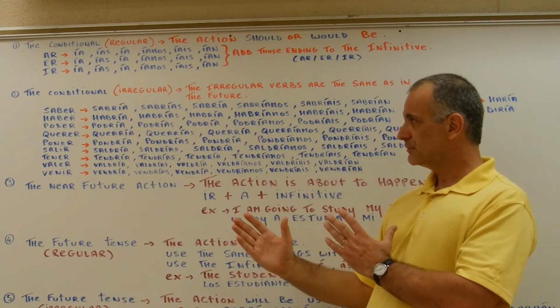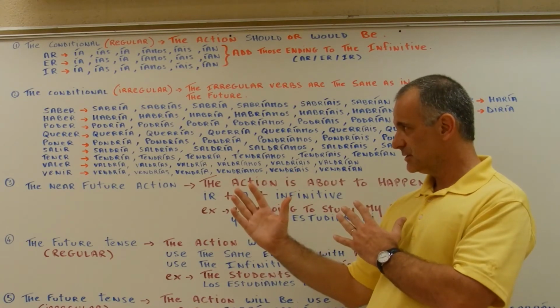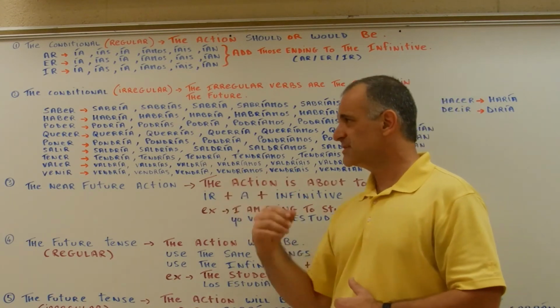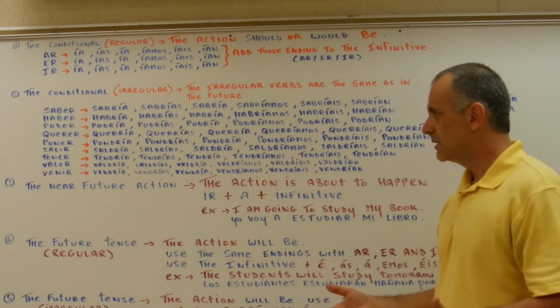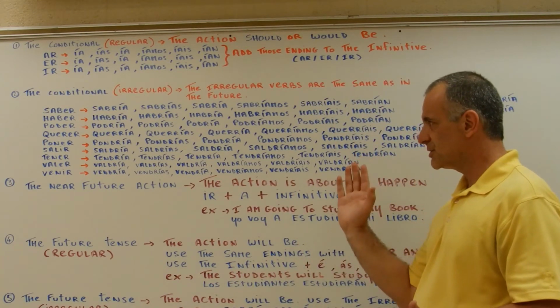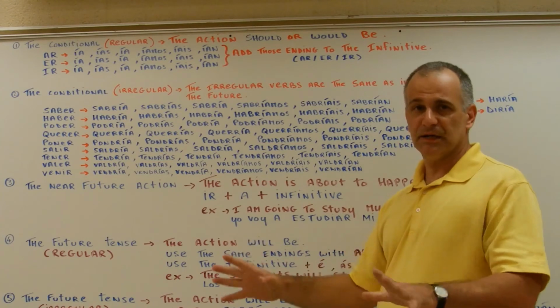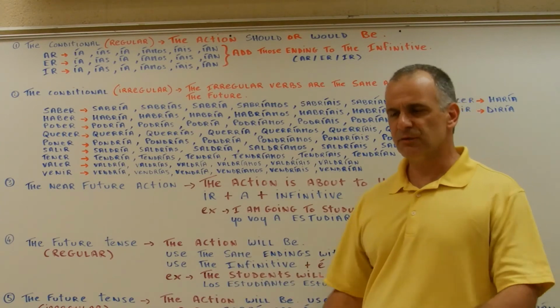Take off the ER, add ría to it, okay? And you get pondría. Same thing with salir, to leave, alright? Take off the IR, guess what? Add dría to it. That's going to make it easier actually. Let's go for the dría.